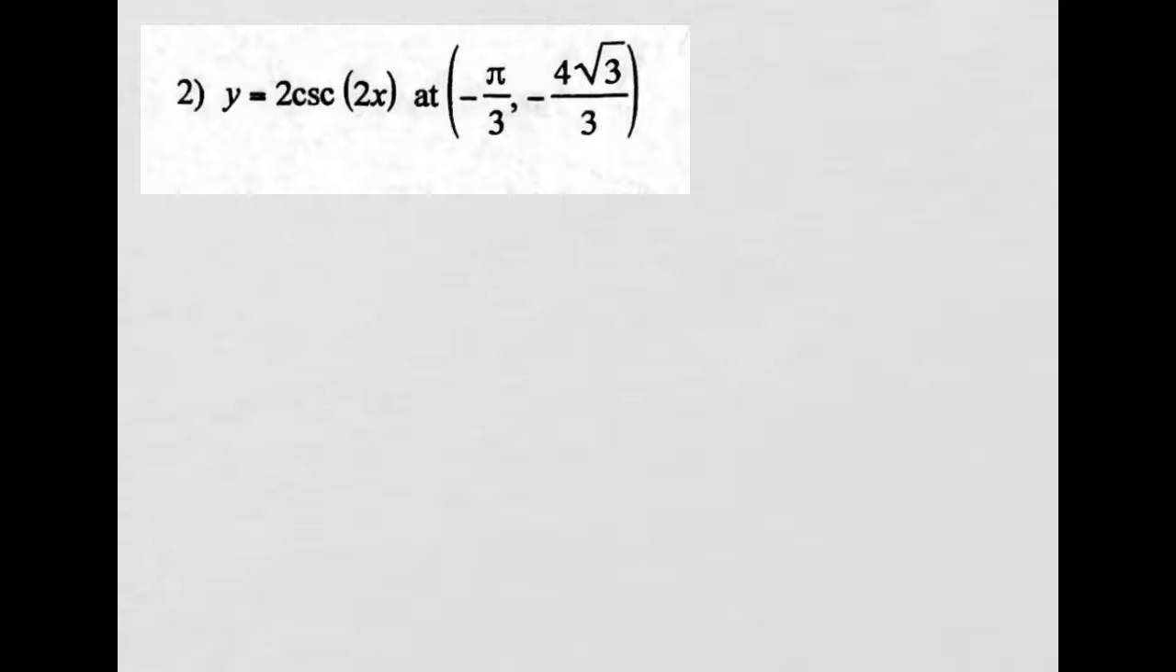So this one's number two. The instructions said to find an equation for the tangent line at this point. So at the point negative pi over 3, comma, negative 4 root 3 over 3. Just in general, since it's finding the equation of the tangent line, we just take the derivative of this and plug in negative pi over 3, and that will give me the slope of the tangent line.